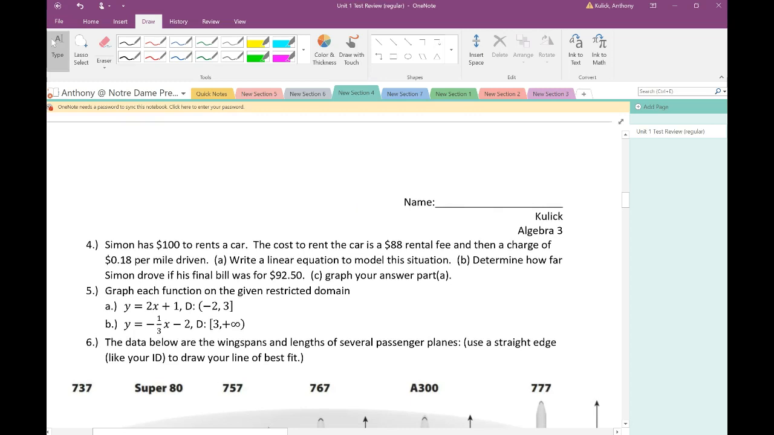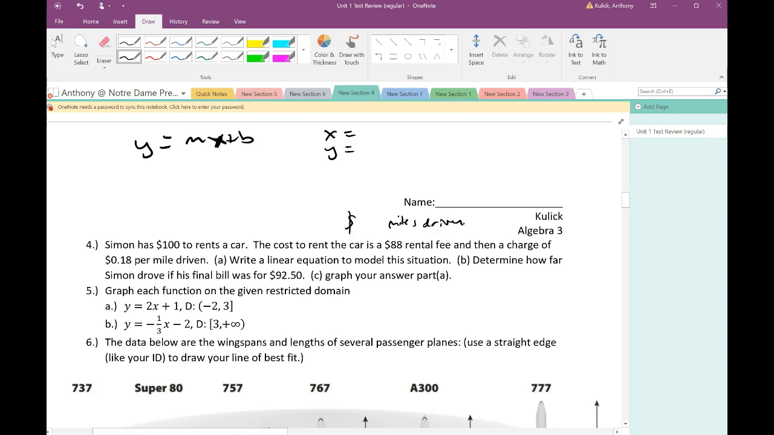Simon has $100 to rent a car. The cost to rent the car is $88 rental fee, and then a charge of $0.18 per mile driven. Write a linear equation to represent this situation. Since it's a linear equation, I know I'm going to write y = mx + b. Here, what are the x and y variables representing? We have two quantities that we care about. One is the cost, and the other is the miles driven, right?